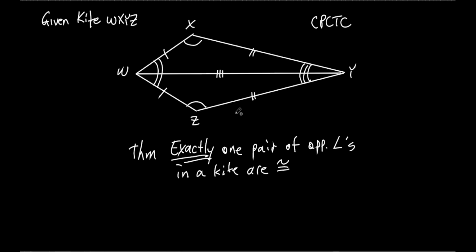All right, so what does this theorem say? It says exactly one pair of opposite sides are equal. So let's go back to this. It says exactly one pair of opposite sides of a kite are equal to each other. So what's true about this big angle W and this big angle Y? Are they equal to each other? No, they're not. That's all I was trying to get at, okay?